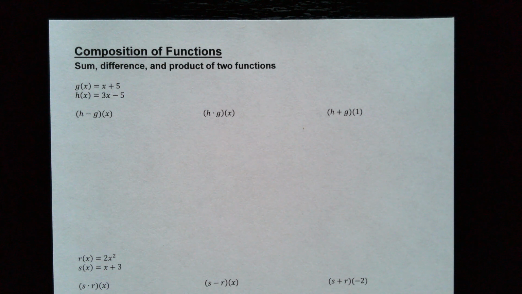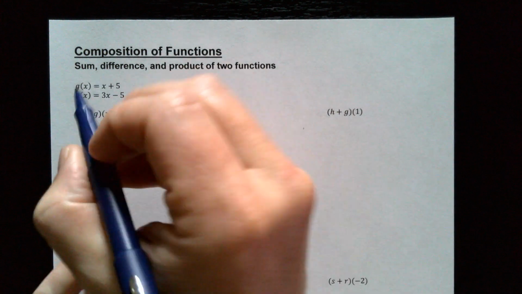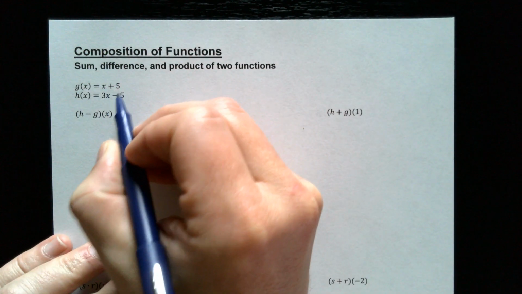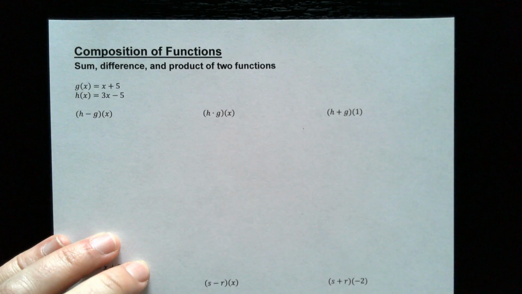In this video, we're going to be looking at the composition of functions, including the sum, the difference, and the products of two different functions. Okay, so let's look at this first one. We have g of x equal to x plus 5 and h of x is equal to 3x minus 5.